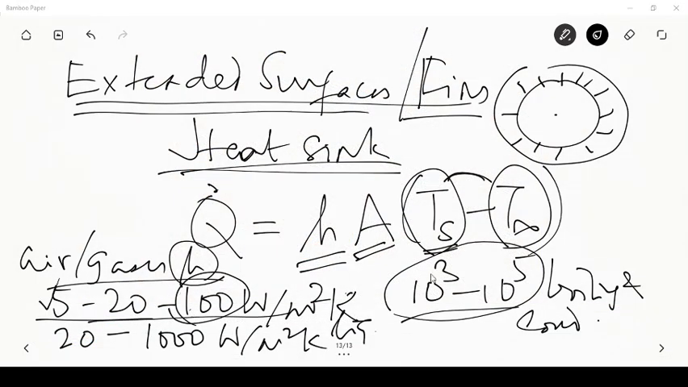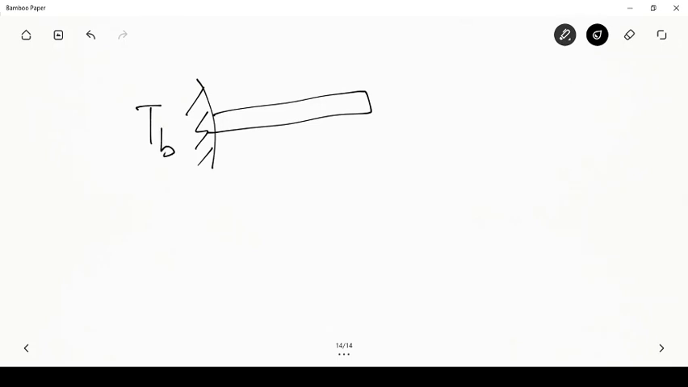So now coming back to the presentation, the way the fin works is that there is a base body which has a certain high temperature, and this fin is an extended surface which is going to go on top of this. So there is a base temperature TB, and this fin is cooled, and therefore the tip of the fin is at a lower temperature than the base, and you will have a temperature distribution which goes something like this.